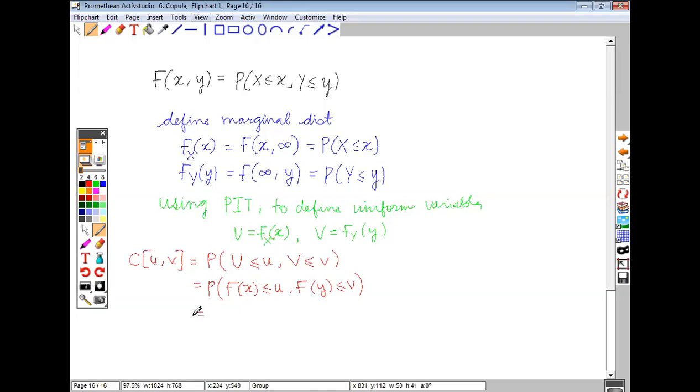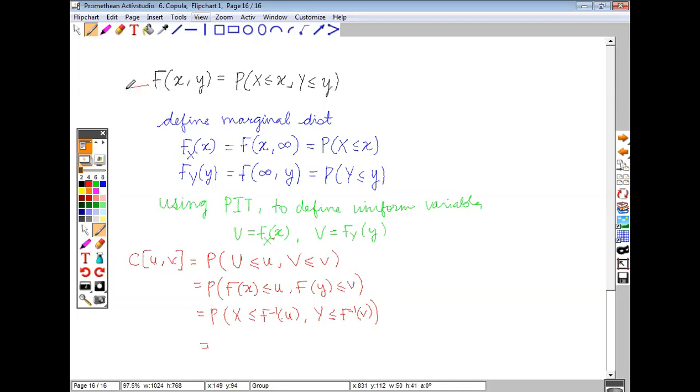Now what I can do next is the usual inverse trick. I'm going to apply F inverse on both sides, and this will give me something like this. Here I would get Y less than or equal to F inverse of v. So this is the probability that I will observe X less than or equal to F inverse of u, comma, Y less than or equal to F inverse of v. And what is this? If I have the probability X less than or equal to something, comma, Y less than or equal to something, I can write it as F of x, comma, y.